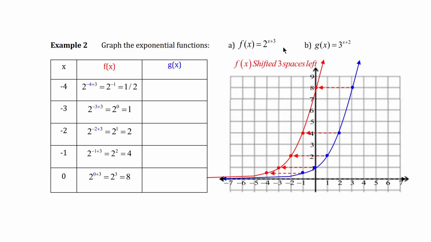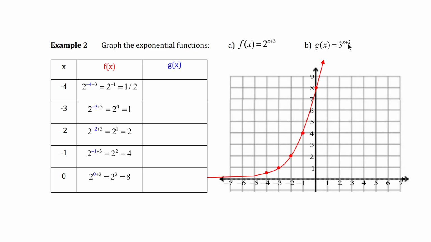Now let's move on to part B. We have g of x equals 3 to the x plus 2 power. Without graphing this function, I can see that we have a value of 3 for the base b. Since this value is greater than 1, this results in a graph with exponential growth. Also, because we have a +2 in the exponent, our graph is going to have the exact same shape as 3 to the x power, except that it is going to be shifted 2 spaces to the left.